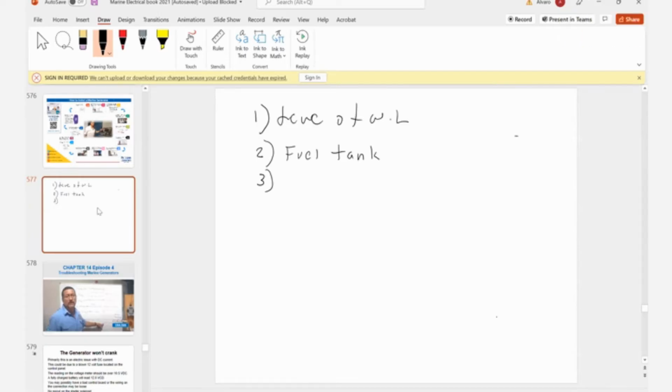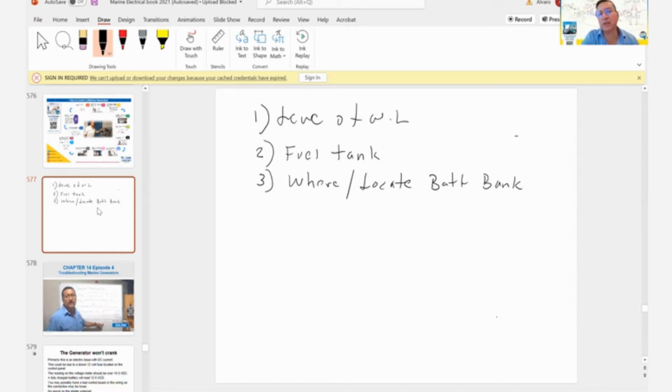Number three, what is the third factor when you try to install a new generator? The batteries? Yes, where am I going to locate the battery bank, no? Is it a good idea to have an exclusive battery bank, or can you use the cranking batteries of other engines? Exclusive battery bank. What type of batteries are recommended when you install a generator?